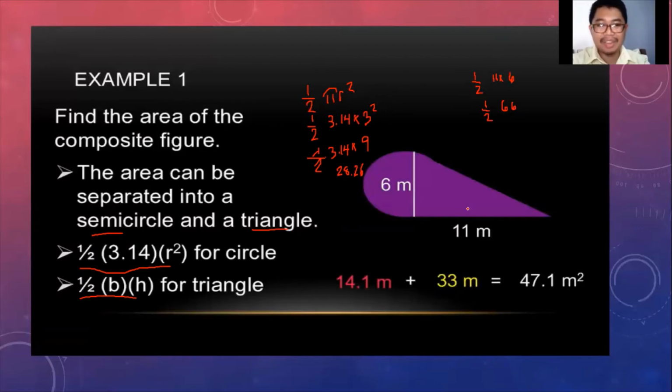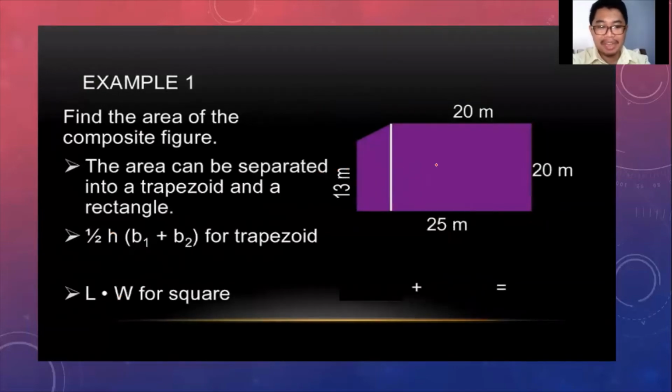So let's try another one. This time we are going to find the area for this figure. The area can be separated into a trapezoid and a square, or shall we say a rectangle. For the trapezoid, we have the formula 1/2 times height times base number 1 plus base number 2, and for our rectangle, we have length times width. So let's start.